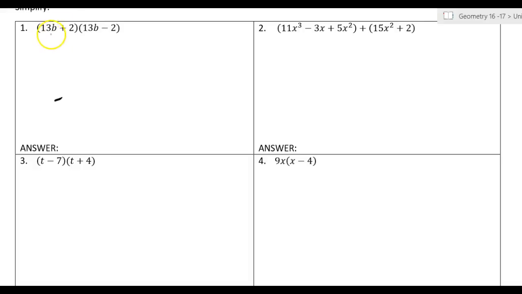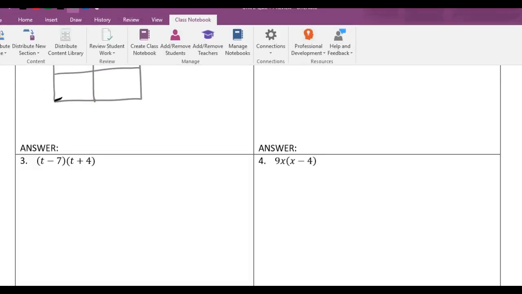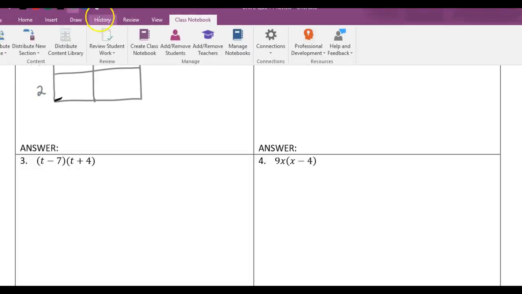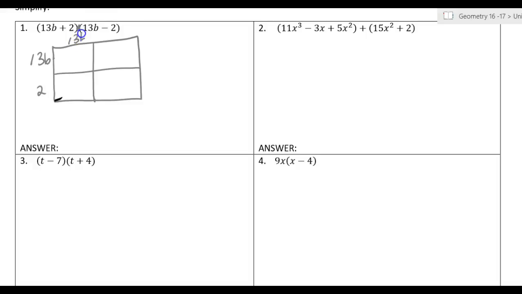So, in number 1, my polynomials are 13b plus 2 and 13b minus 2. And the question I'm asking is, what's the operation that's currently going on between them? And the answer is, since there's no other sign, it's multiplication. So when we have multiplication, this is where I like to use our box method in order to multiply our polynomials. So I have 13b and 2 for the first one, and 13b minus 2 for the second one.